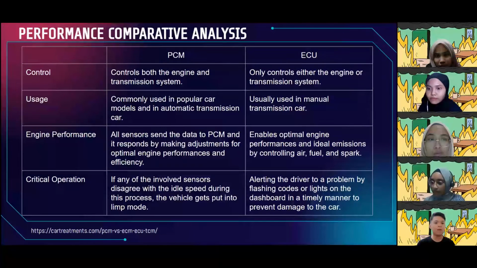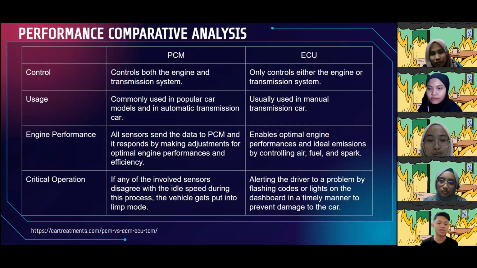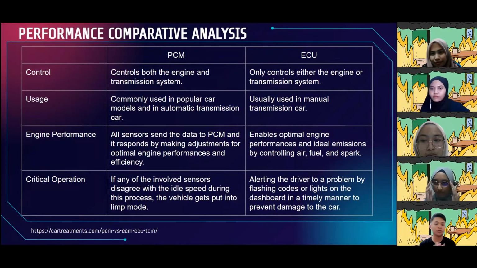So for the comparison, in terms of control, the PCM controls both the engine and transmission system, while the ECU only controls either the engine or the transmission system. As for usage, PCMs are commonly used in popular car models and in automatic transmission cars, for example Hyundai, Kia, Ford or Honda. Whereas ECUs are usually used in manual transmission cars like Bosch or Toyota. And do not get confused, as there are some car brands that use both PCM and ECU together.